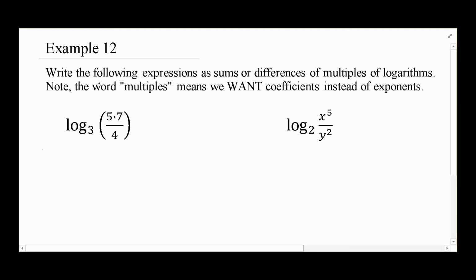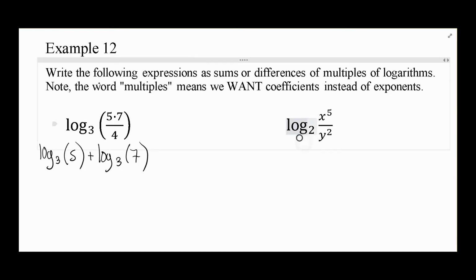So for this first example, we'd rewrite this as log base 3 of 5 plus log base 3 of 7. Because of the fact that we were multiplying inside the argument, we rewrite this as adding logarithms. We're going the other direction on the rule. So I'm not done with this one yet. I'm just taking a quick aside.